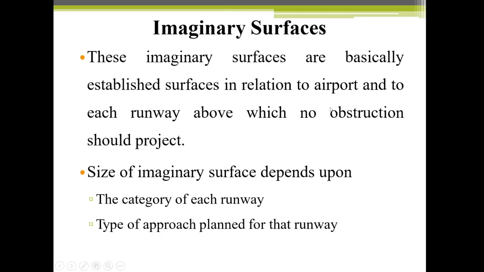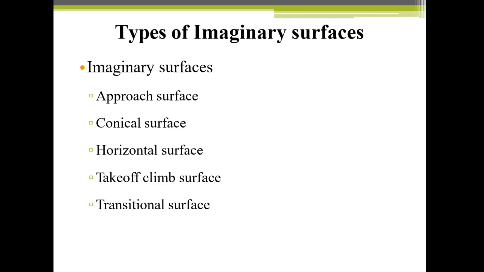Now, how are the sizes of these imaginary surfaces selected? On what factors do these sizes depend? The size of an imaginary surface depends upon, first, the category of the runway, what type of category the runway is, and the type of approach planned for that runway. These are the factors on which the size of the imaginary surface depends. These imaginary surfaces are divided into subtypes: approach surface, conical surface, horizontal surface, takeoff climb surface, and transitional surface. These are all types of imaginary surfaces.